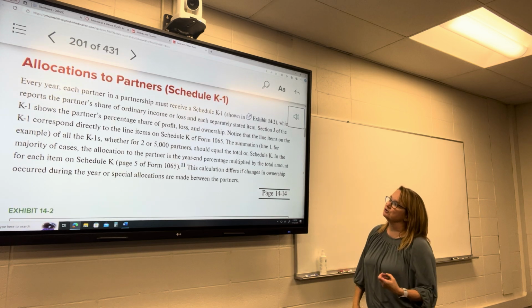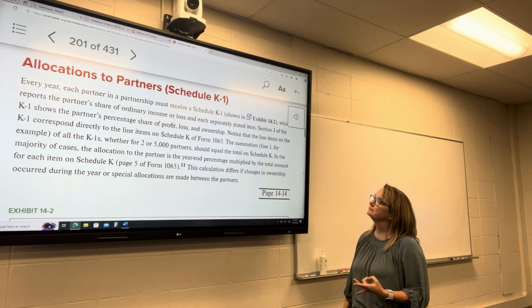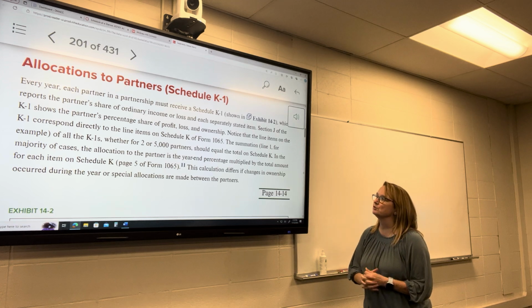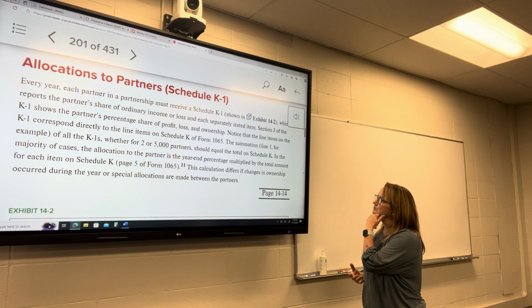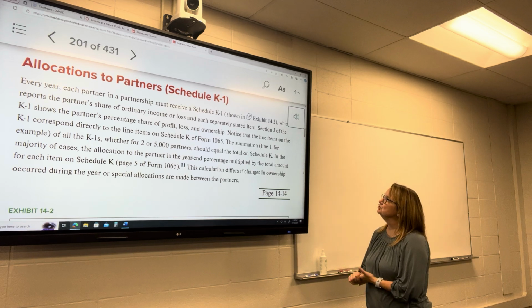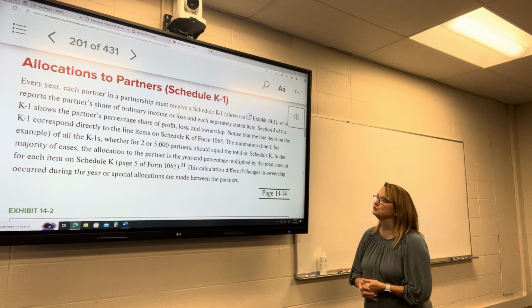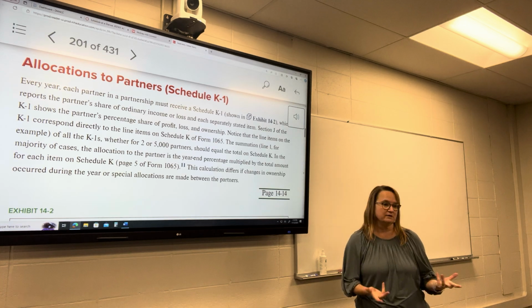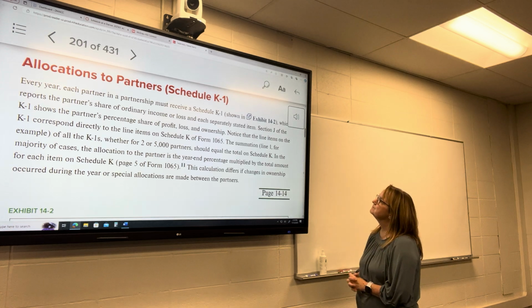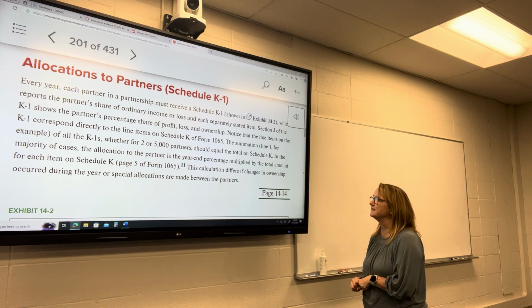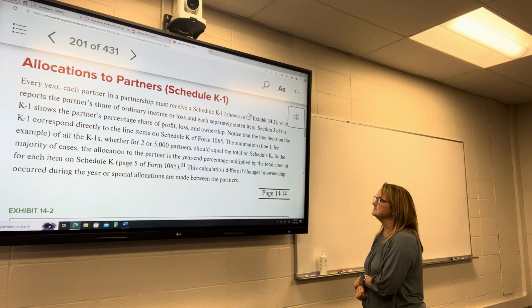So each partner in a partnership must receive a K1, which reports the partner's share of ordinary income or loss, and each separately stated item. Section J of the K1 shows the partner's percentage share of profit, loss, and ownership. So that's going to be based on the partnership agreement. The line items on the K1 correspond directly to the line items on the Schedule K, which is part of the 1065.